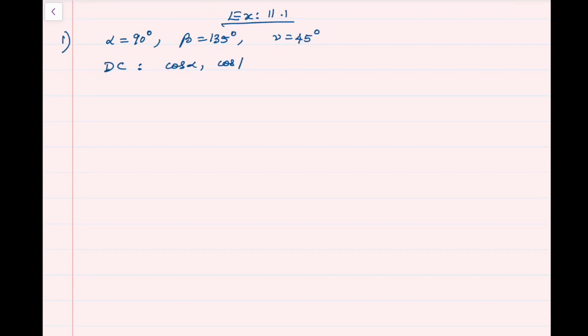Let us do exercise 11.1. This is an easy exercise. First question. If a line makes angles 90 degrees, 135 degrees, 45 degrees with x, y, z axes respectively, find its direction cosines. So alpha, beta, gamma are given. Alpha is 90 degrees, beta is 135 degrees and gamma is 45 degrees. When the angles are given, we know how to find the direction cosines. DCs are cos alpha, cos beta, cos gamma. And because it is a line, we have two sets of answers. We can have plus or minus sign.